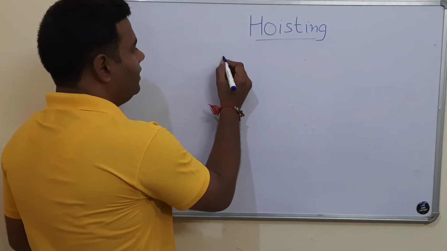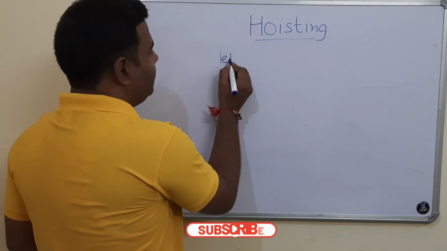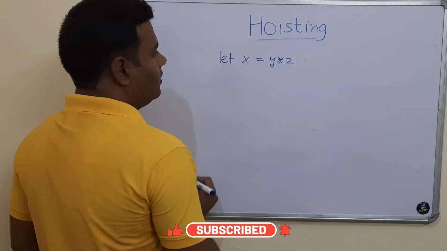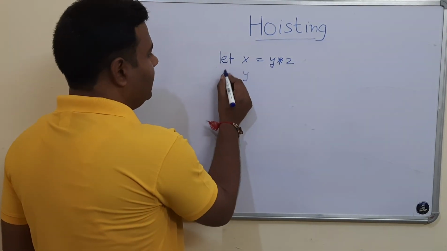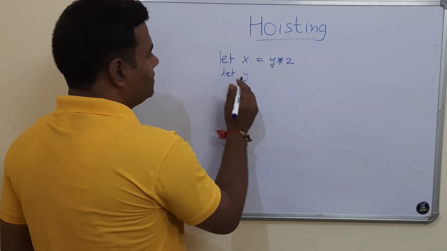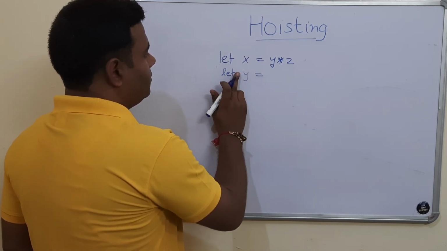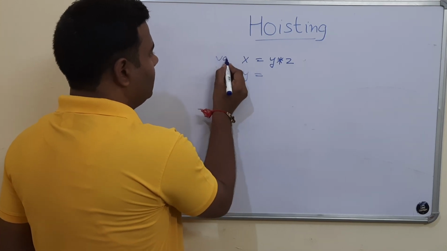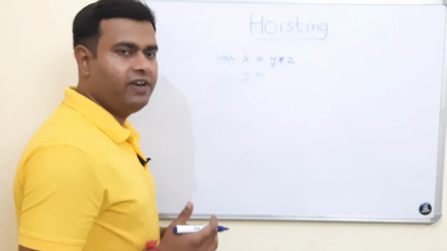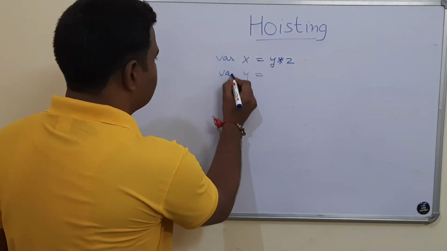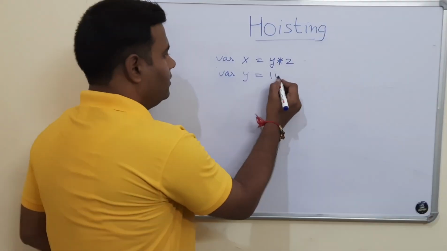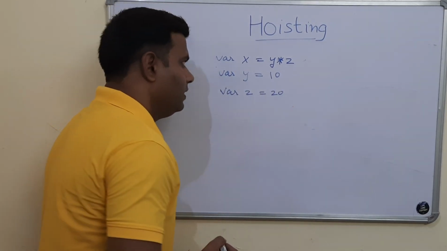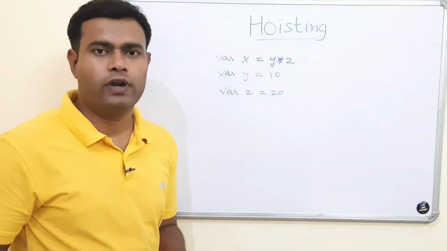So if I say let x equal to y into z, and I am defining let x, or instead of let, let's take var. I'll talk about the difference between let and var. Say this is a JavaScript program.